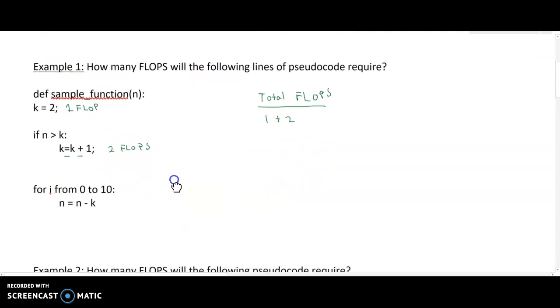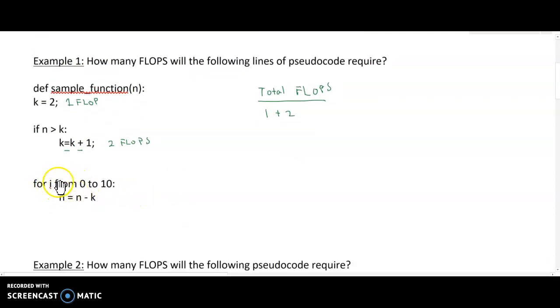The next piece of our code draws us into a for loop. A for loop will execute however many times our indices state. This says from 0 to 10. The index i will start at 0, and then this action will be performed. n will be reassigned a value, the difference between the current value of n and the current value of k. When we enter this loop, this requires 2 flops per iteration. By iteration, we just mean the individual runs. So the question is, how many times is this going to happen?